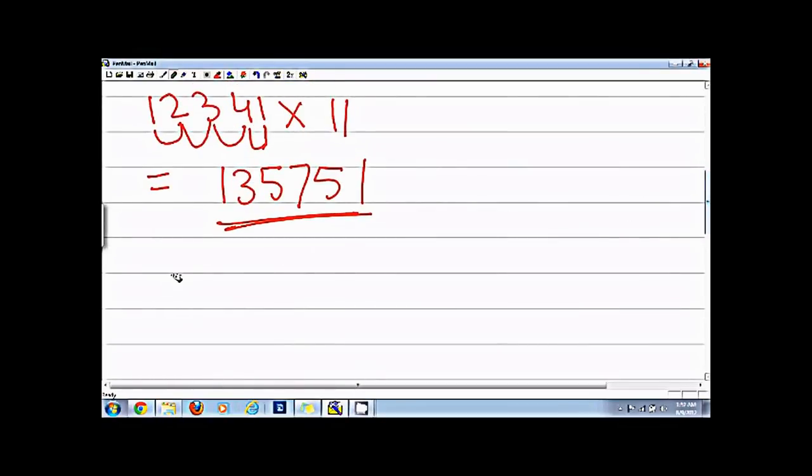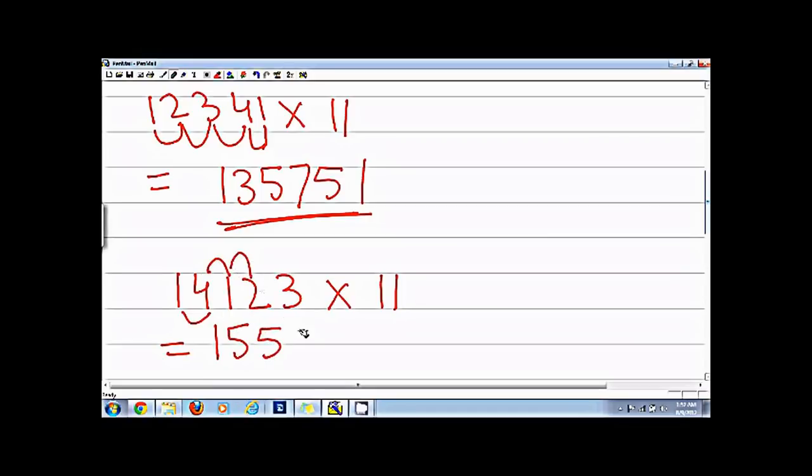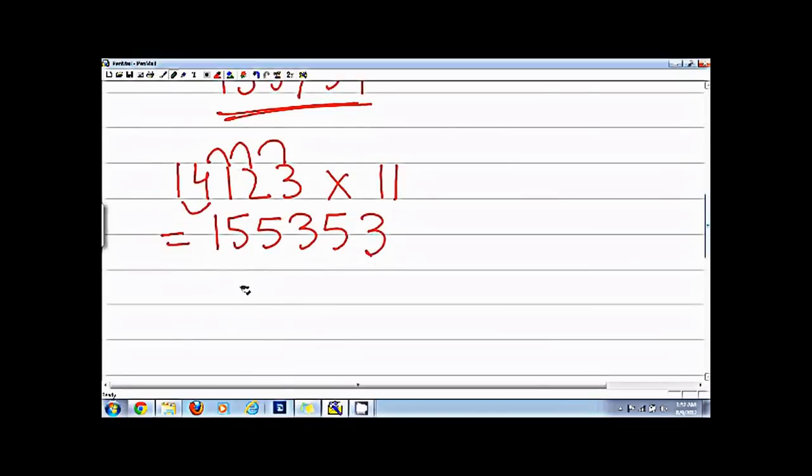Another example will be 14123. In this case, if you multiply it by 11, the answer will start with 1, and then 1 and 4 is 5, 4 and 1 is 5, 1 and 2 is 3, 2 and 3 is 5, and then we have 3 at the end. So the answer is 155353. This method is a quick way.